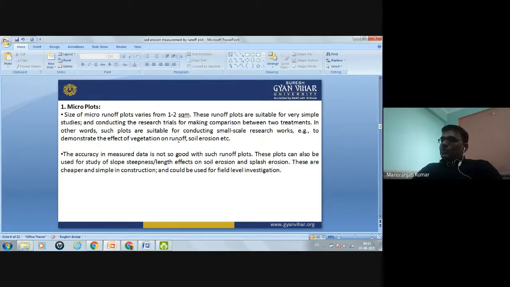Now the micro plot. First category is micro plots. The size of the micro runoff plot varies from 1 to 2 square meter.